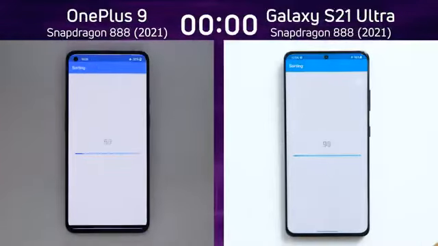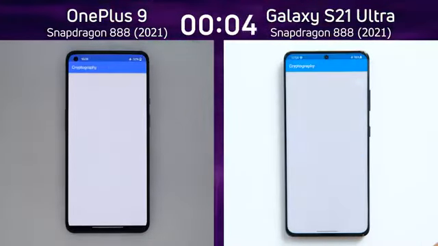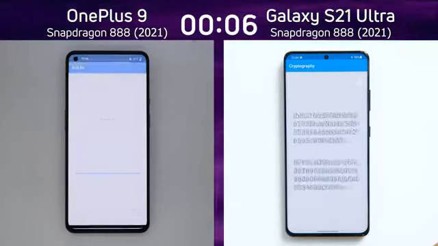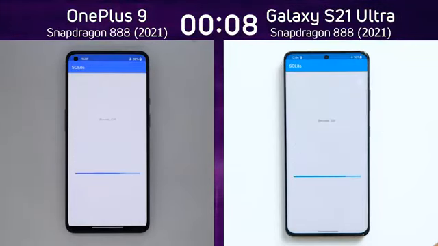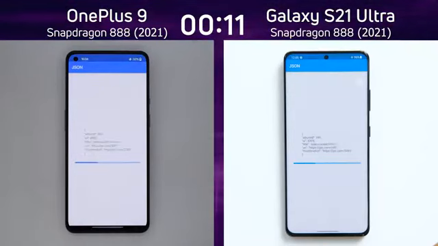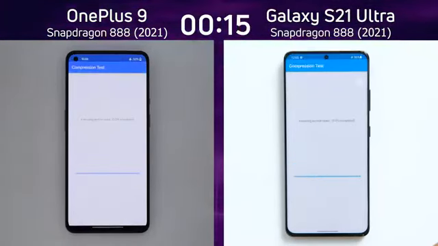On the left-hand side, we have the OnePlus 9 with the Snapdragon 888. On the right-hand side, we have the Galaxy S21 Ultra, also with the Snapdragon 888. So on paper, these two should be fairly well matched. Of course, it now comes down to things like the thermals and the motherboard and the RAM speed and all the other things that each OEM puts inside of their devices, not just the processor. Let's see who's going to be the victor. Is it going to be the OnePlus 9 or is it going to be the Samsung Galaxy S21 Ultra?